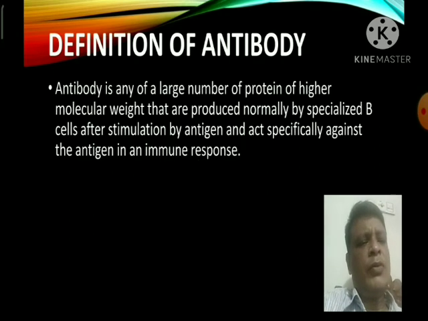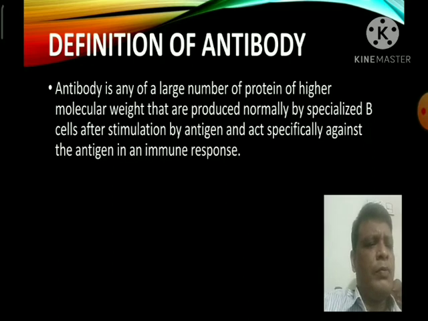Now the definition of antibody. An antibody is any of a large number of proteins of high molecular weight that are produced normally by specialized B cells after stimulation by antigen and act specifically against the antigens in an immune response. So very simply, we can say that the antibody is a chemical substance that is produced by the plasma cell in response to the antigen.